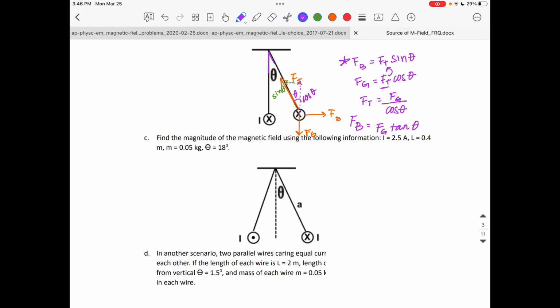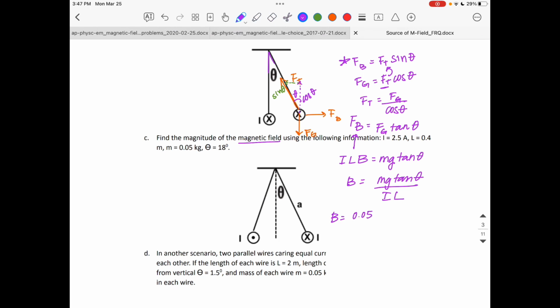From there, it asks us to find the magnetic field, and we get the magnetic field from the magnetic force equation. Since it's a current, I use the ILB equation. Force of gravity is mg, and tan theta is my trig function. I'm solving for magnetic field, so I get mg tan theta over current times length. And all of this information is given to me, so it's a simple plug it into your calculator.